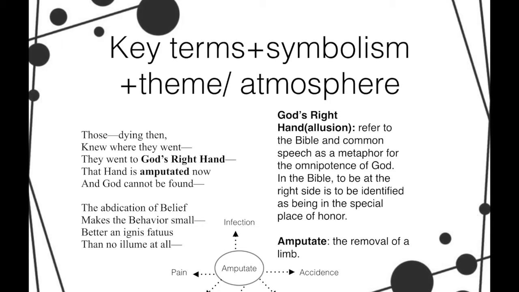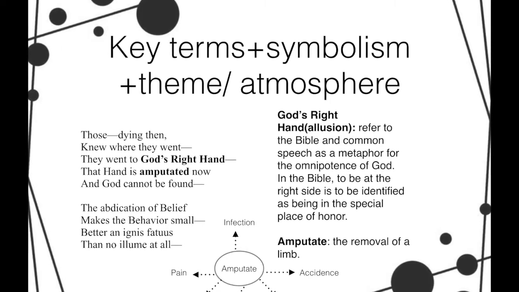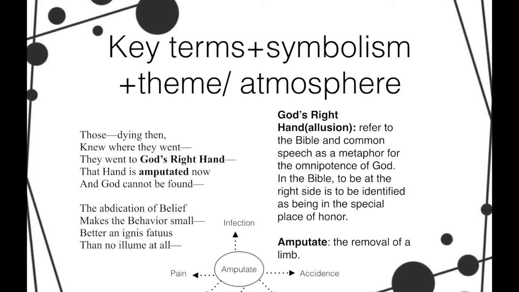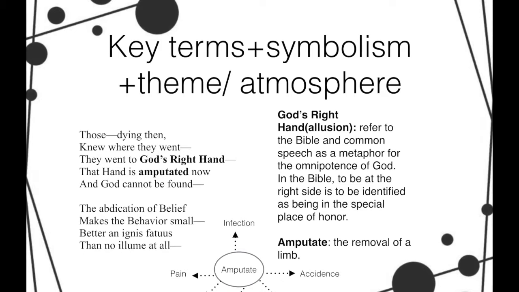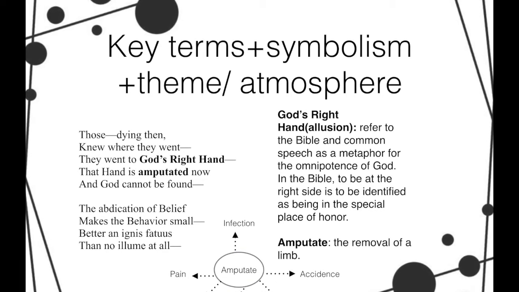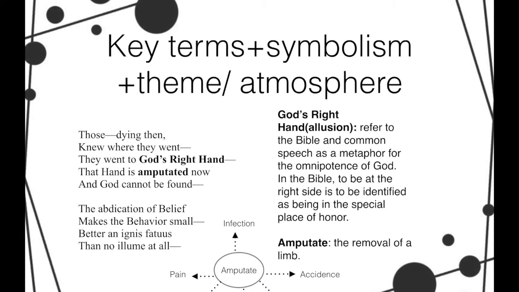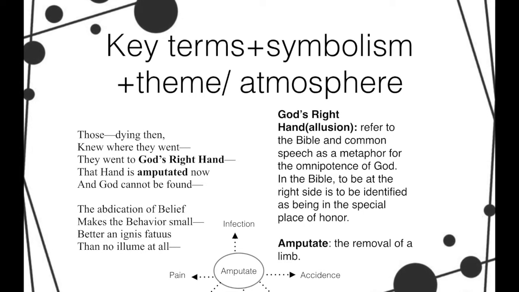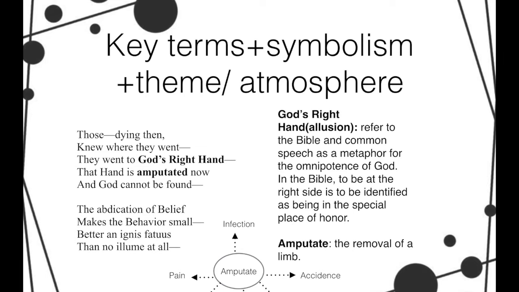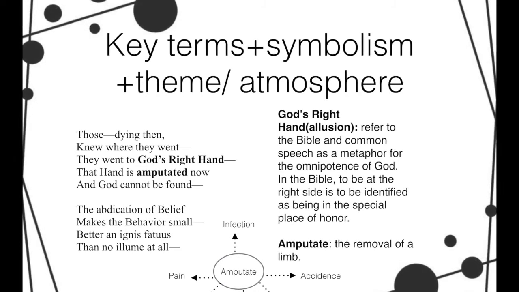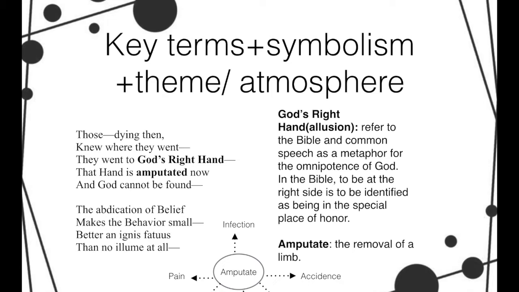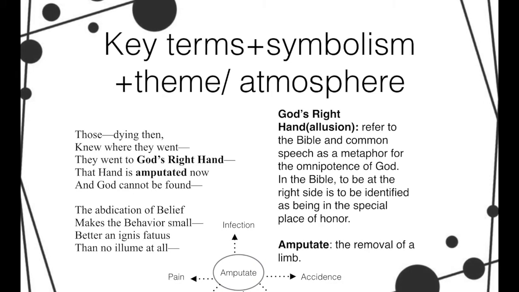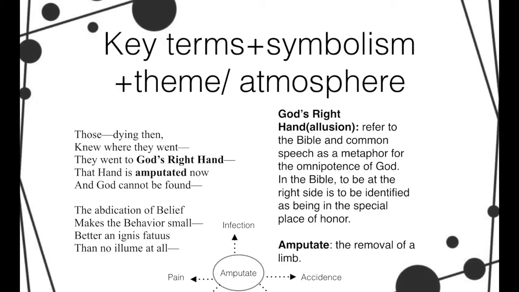And it also implies that having a belief is an honorable thing. So the next word is amputate in the fourth line. Amputate means the removal of a limb, and it usually associates with words like infection, pain, injury, trauma, death, accident, and it also has a negative connotation.